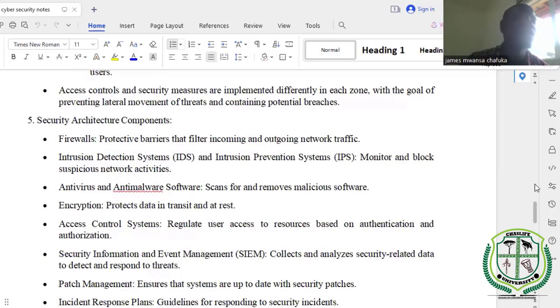And then we also have the intrusion detection system, which is IDS, and the intrusion prevention system, which is IPS, which monitor and block suspicious network activities. And then apart from that, we also have antivirus and malware software. These scan for and remove malicious software.